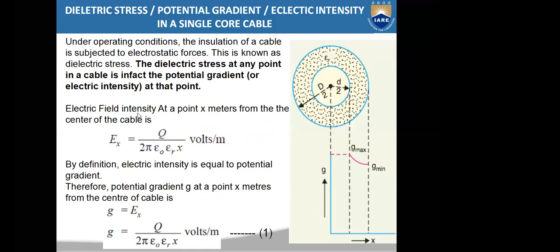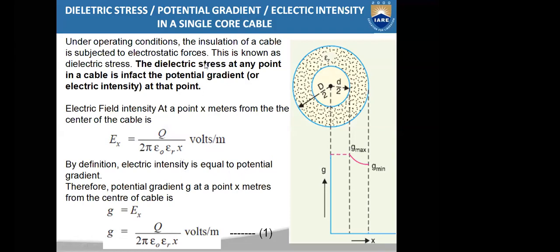Okay, so here the electric field intensity at a point x meters from the center of the cable can be written as Ex is equal to Q by 2 pi epsilon naught epsilon r x. This electric field intensity is generally expressed in volts per meter. From the definition, this electric field intensity is equal to the potential gradient.